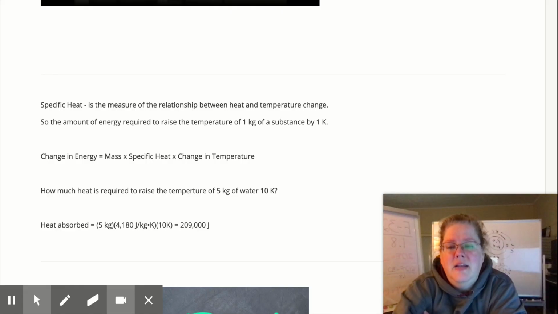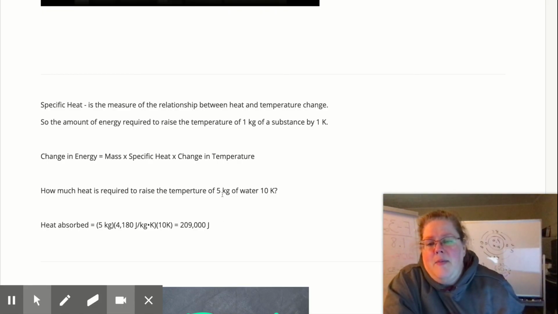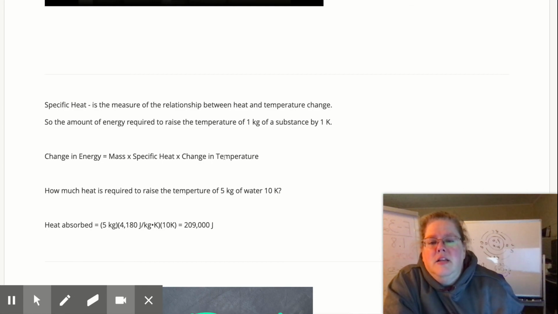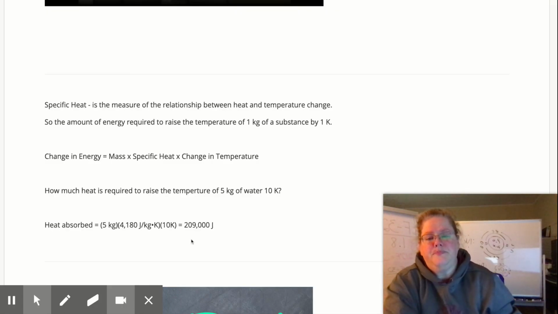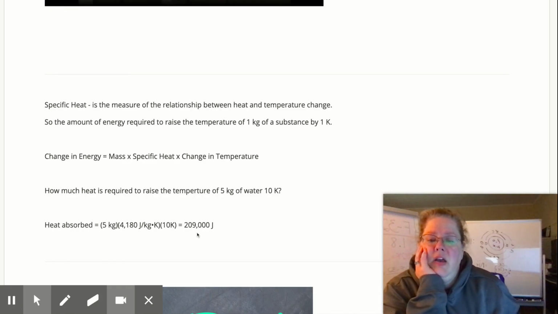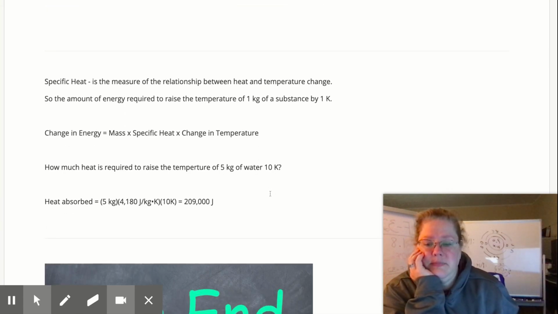So change in energy, there's a formula for that: mass times specific heat times the change in temperature. How much heat is required to raise the temperature of 5 kilograms of water by 10 degrees? Well, this is my mass, so I put that here. Change in temperature is 10 degrees, that goes there. But then I would have to look up the specific heat of water, which in this case is 4,180 joules per kilogram per Kelvin. I'm not going to make you do this math, but I just want you to know that it exists, because when you get to chemistry, this is some cool math you'll get to do. By the way, if you multiply all this together, you get 209,000 joules of energy required to raise 5 kilograms of water by 10 degrees Kelvin.